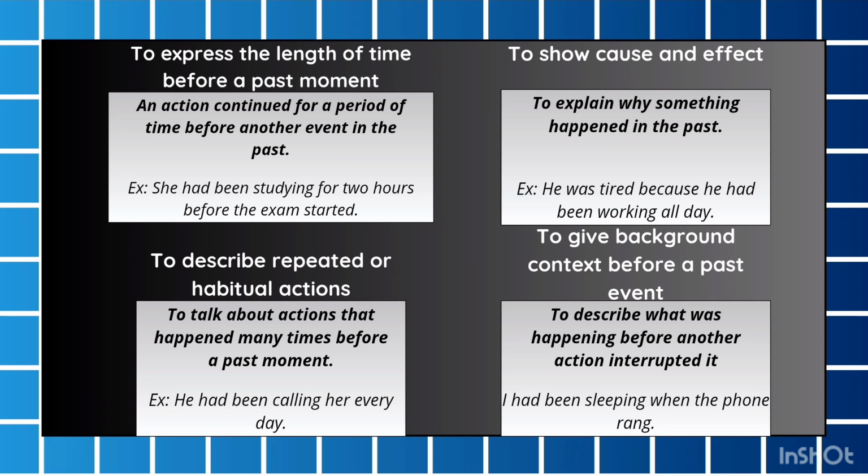The third use is to describe repeated or habitual actions. We use it to talk about actions that happened many times before a past moment. For example, he had been calling her every day. And the fourth use is to give background context before a past event. We use it to describe what was happening before another action interrupted. For example, I had been sleeping when the phone rang.